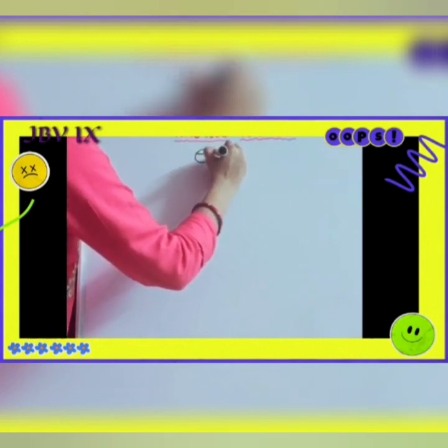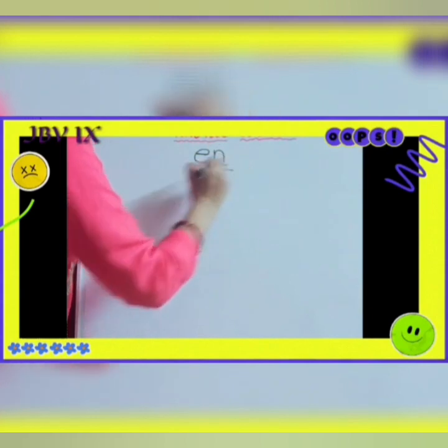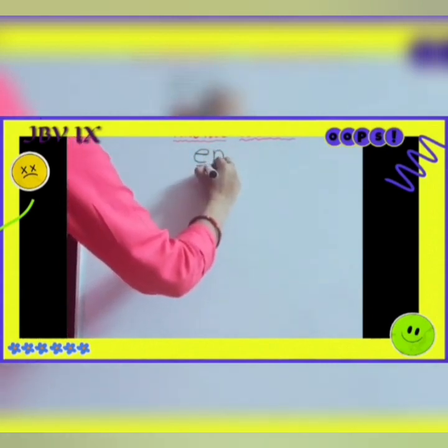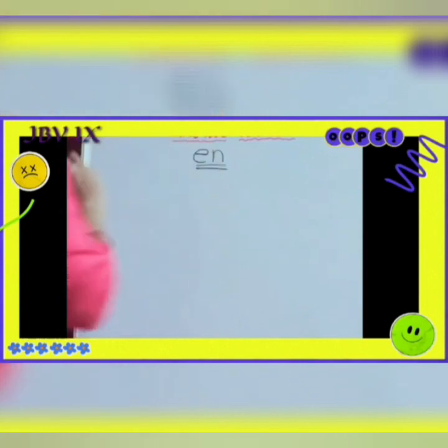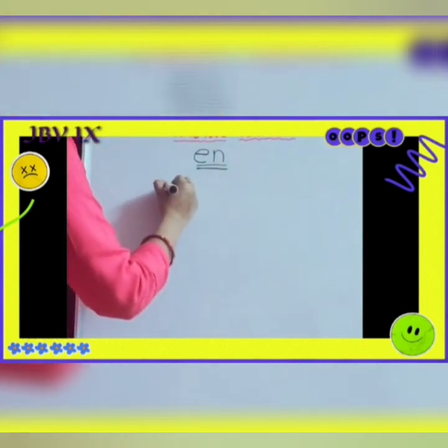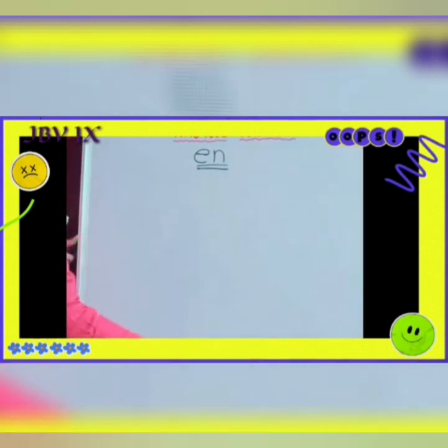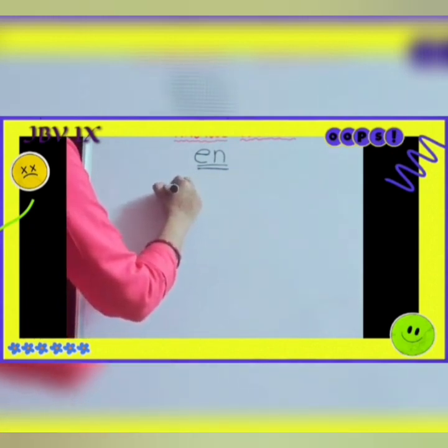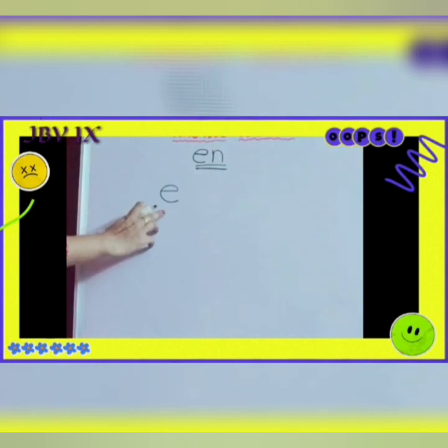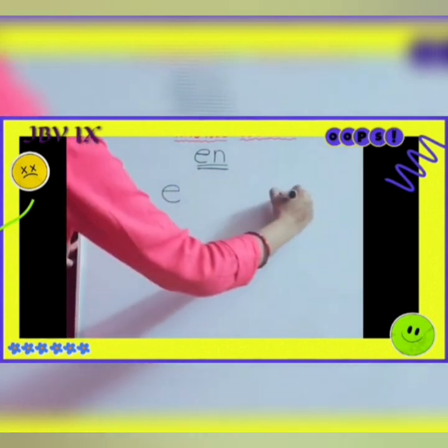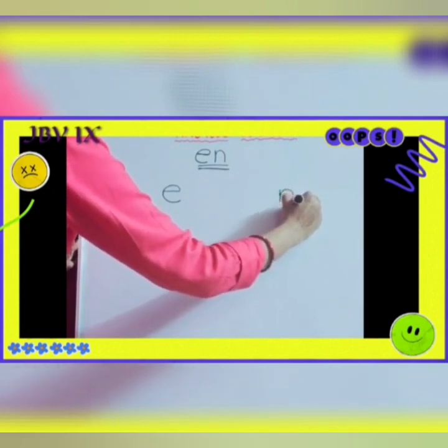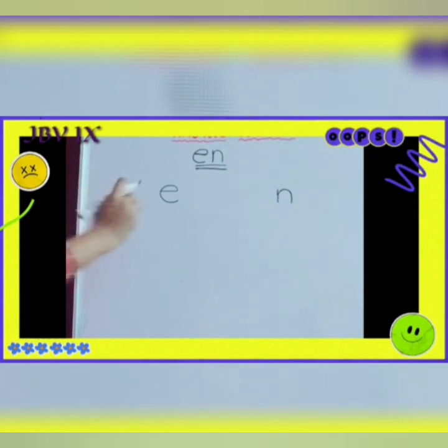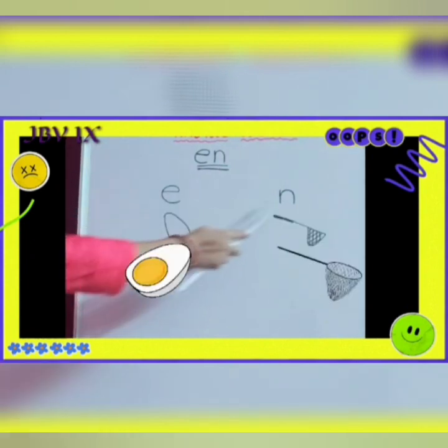E, N, N, E, N, N. Okay, children, here I'm going to write E. Which letter is this? Letter E, small e. And N. Letter N. Okay? E for egg, N for net.